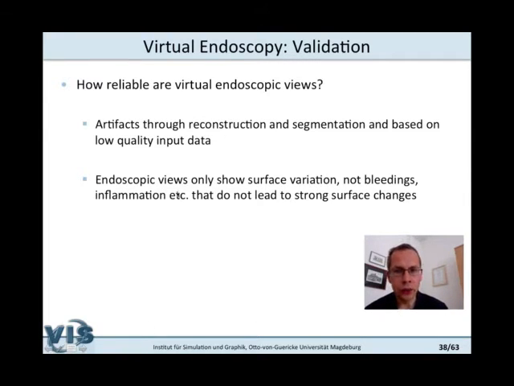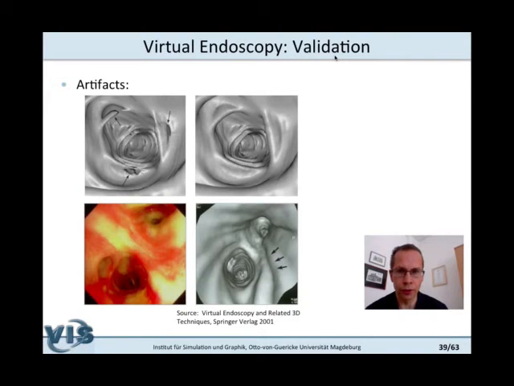So clearly endoscopic views only show surface variation. Yeah, they cannot show bleedings, for example. That is what you would not recognize. And inflammation only in rare cases indeed leads to surface changes. Then you would observe these changes, but otherwise you would not notice this. Yeah, that is of course something that has to be stated when thinking about validation and limitations of the approach.